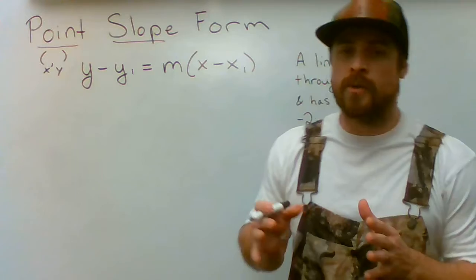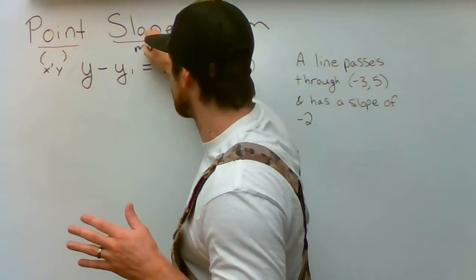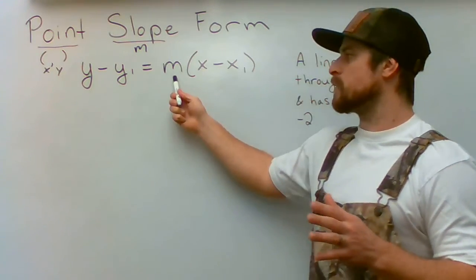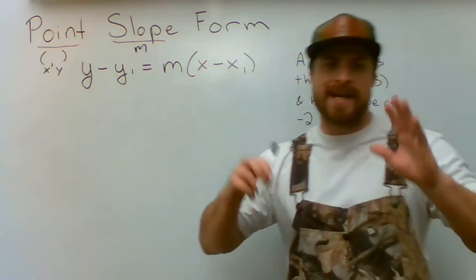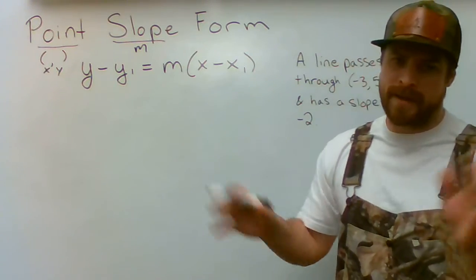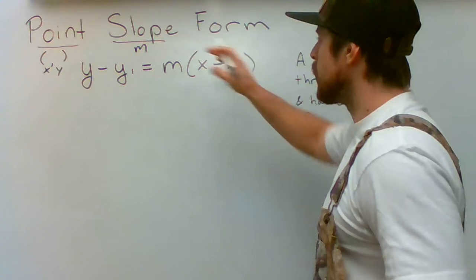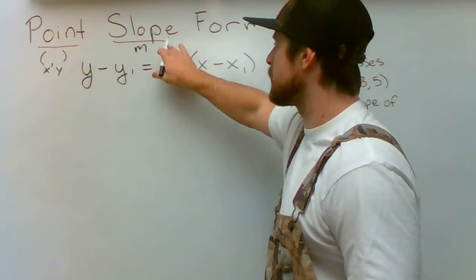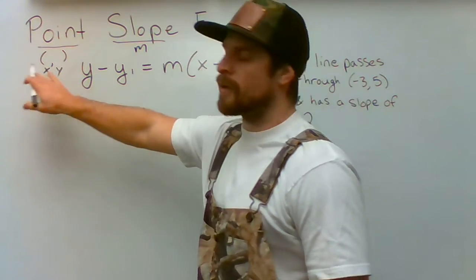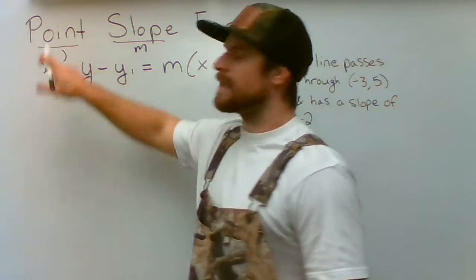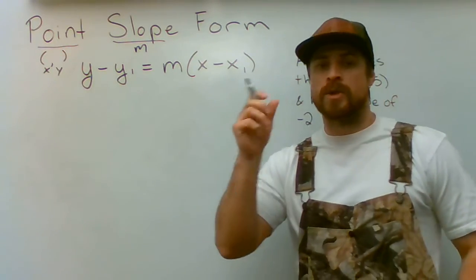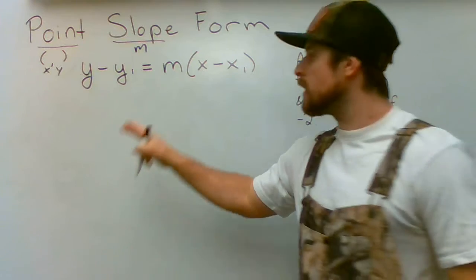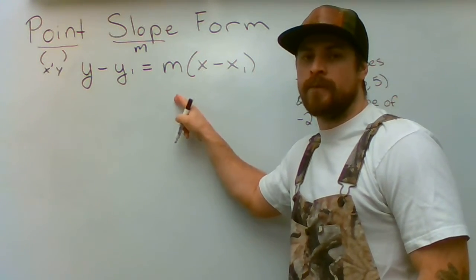Okay? My slope is oftentimes referred to as the m. Notice we find it right there in the equation. Don't ask me why it's an m. Let's not worry about it. Okay? So m is representing the slope. X, y, an ordered pair is going to be representing a point. Now, once you have those two pieces of information, you can create a point-slope form equation.